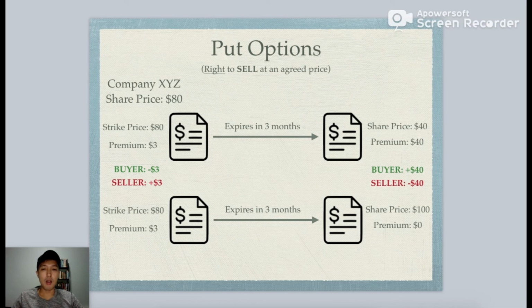Alright, so net in all, because the seller had to pay out $40, but he or she had collected $3 upfront, net, the seller actually lost $37. Alright, okay, how about the next scenario?